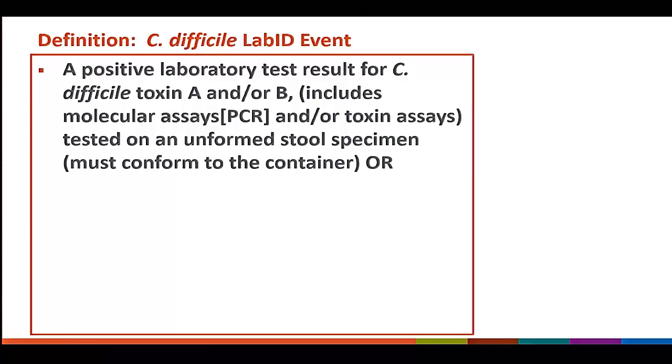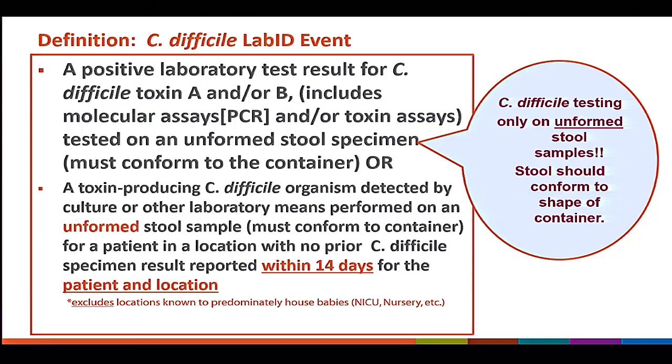So let's talk C. difficile now. This is a hot topic everywhere, I think. So we're going to start with the definition as it is found in the protocol. And I copied this directly from the protocol. A positive laboratory test result for C. difficile toxin A and or B includes molecular assays like PCR and or toxin assays tested on an unformed stool specimen. Let's just stop right there for a minute.